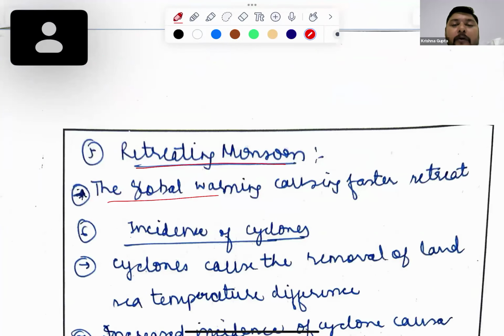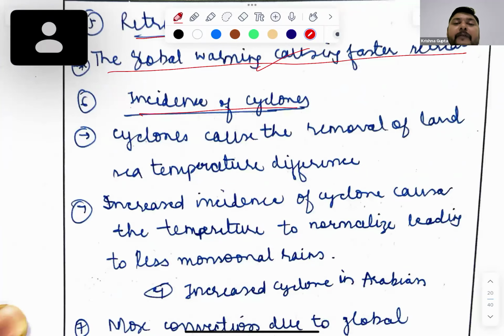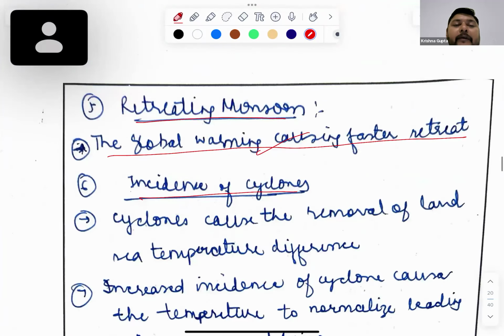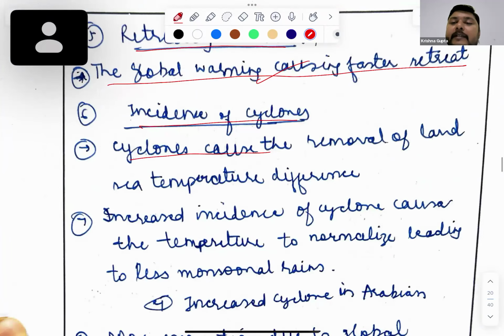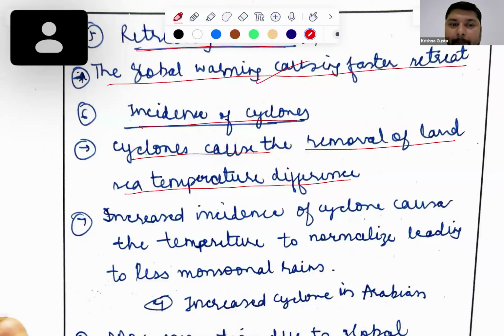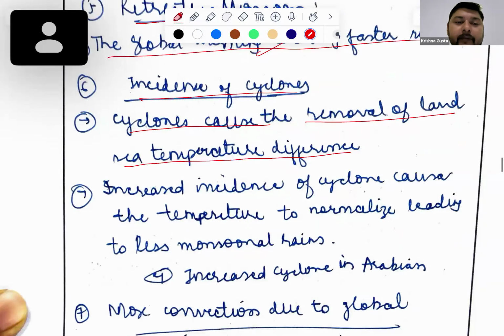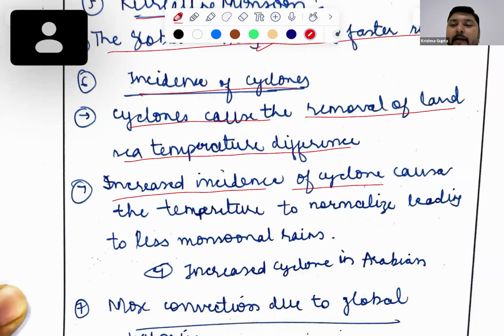Retreating monsoon, the global warming causes faster retreat. Incidence of cyclone. Cyclones cause the removal of land sea temperature differences. Increased incidence of cyclone causes the temperature to normalize, leading to less monsoonal rains.